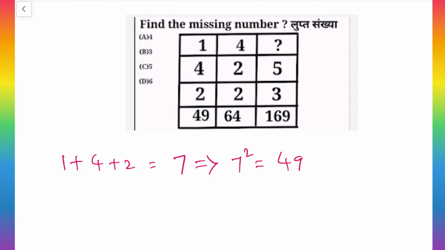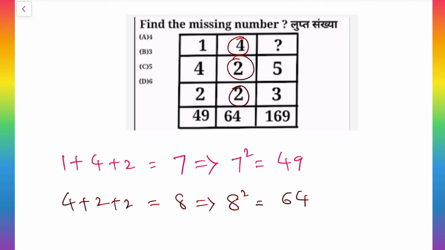Now let us do the same for the second column also. This is 2, 4, plus 2 plus 2. 4 plus 2 is 6, 6 plus 2 is 8. Now for this 8, if we do squaring, 8 square is 64. Yes, that is the correct answer. Now the logic we got, so let us apply the same logic for the last one.